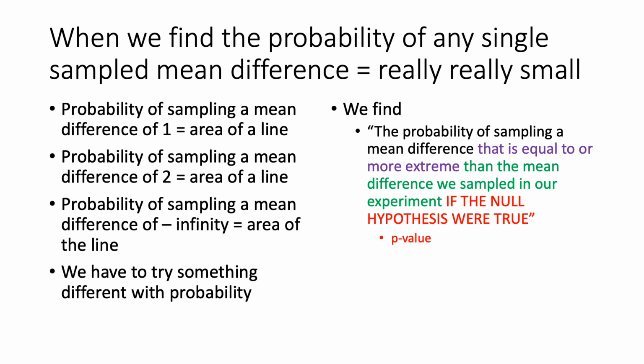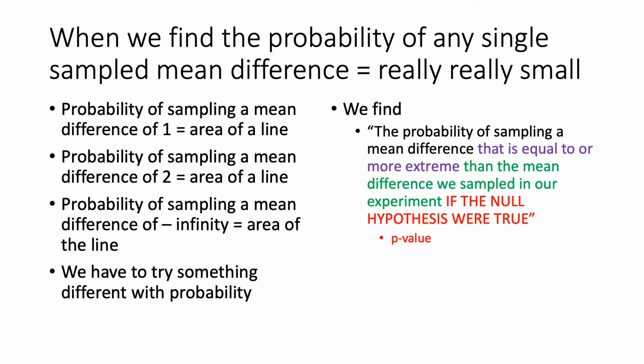Well, unfortunately, this holds for every single probability of any single specific mean difference. What's the probability of sampling a mean difference of exactly 1? It equals the area of a line, really small. What's the probability of sampling a mean difference of exactly 2? It's the area of the line. It's really, really small. What's the probability of sampling a mean difference of negative infinity? Even though we know it's unlikely in practice, in math theory it's likely, it's the area of the line.